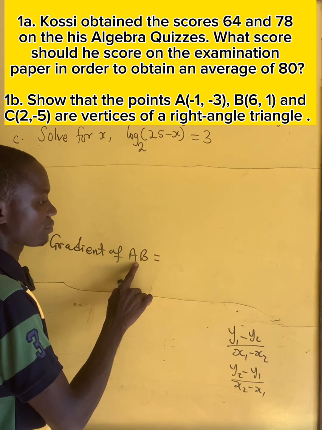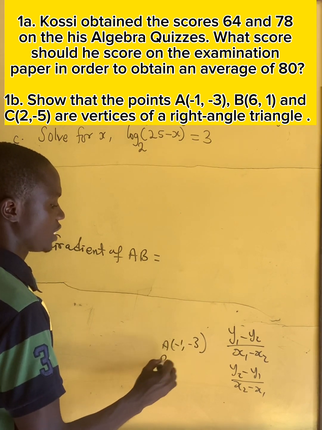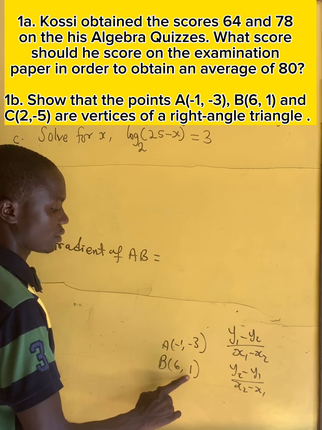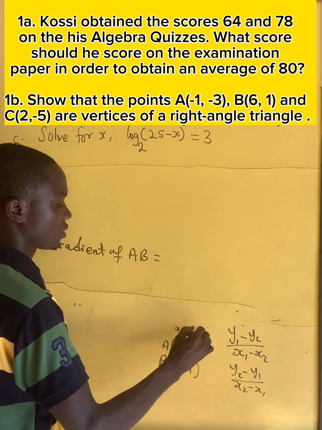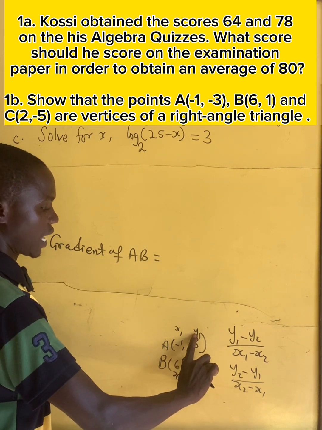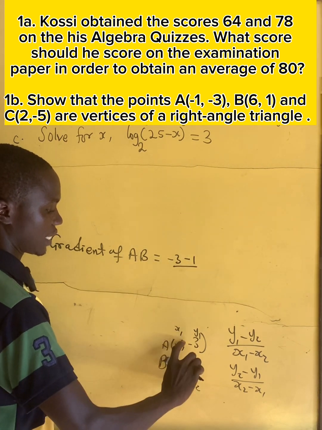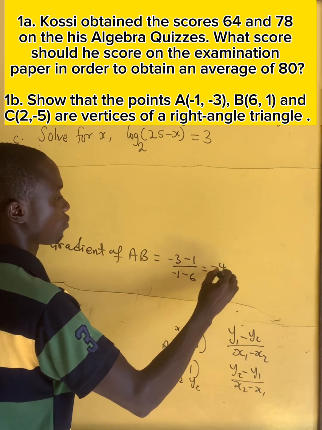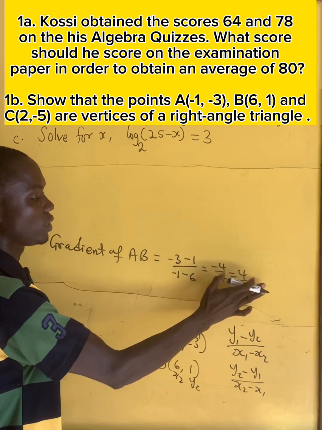So if I take AB, A has the point minus 1, minus 3. B has the point 6 and positive 1. You can name them x1, y1, x2, y2, but I prefer naming it this way. So these are the y and these are the x. So the y values: minus 3 minus 1, divided by x values: minus 1 minus 6, which gives minus 4 on minus 7, equals 4 on 7. Please, if you cannot calculate this in your head, use a calculator.